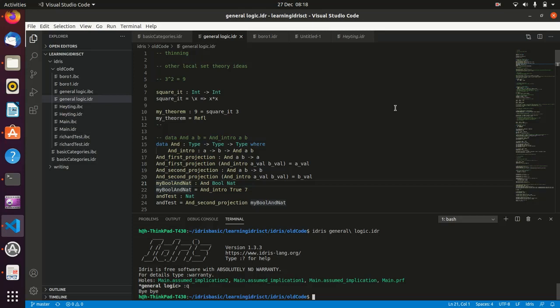Anyway, once you've got Idris installed and you've got it running in VS Code, you can follow along with what I'm doing. But I'm really just going to give a very, very brief introduction to Idris and then talk about this particular code. So Idris is a programming language based on dependent type theory. It has syntax quite similar to that of Haskell.